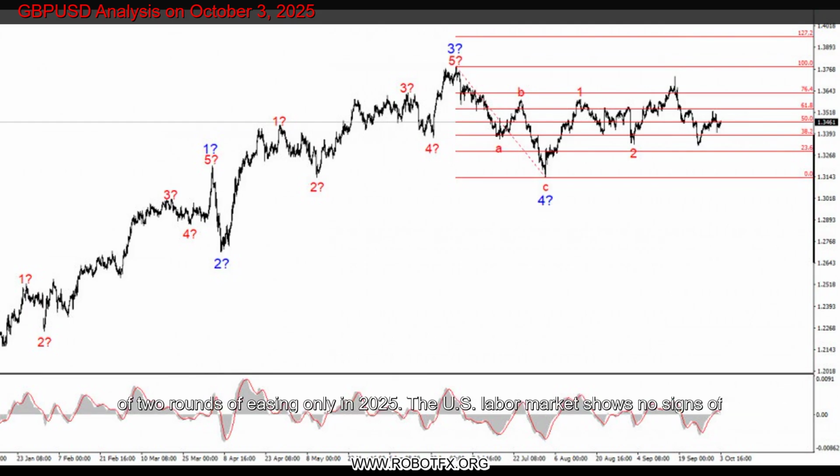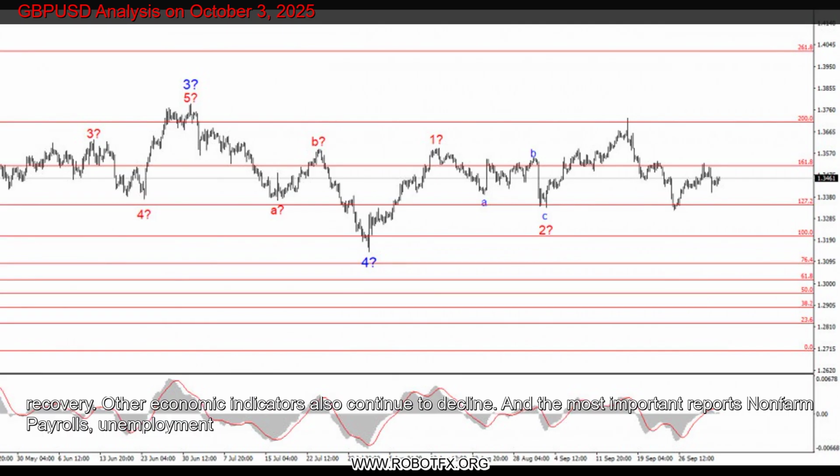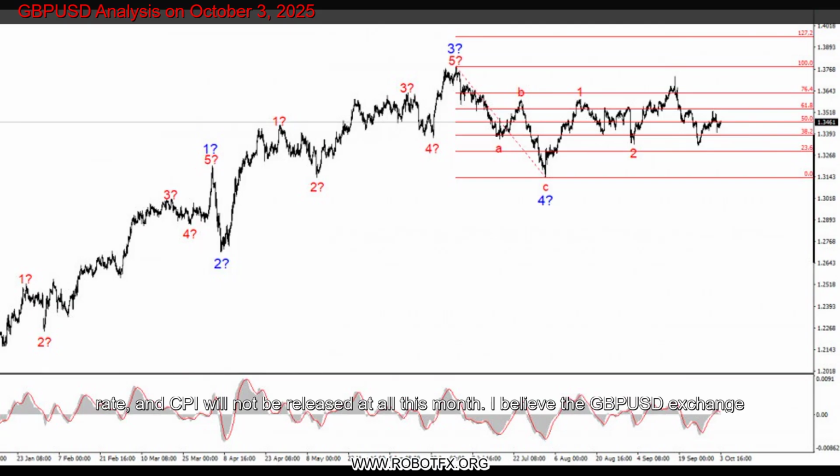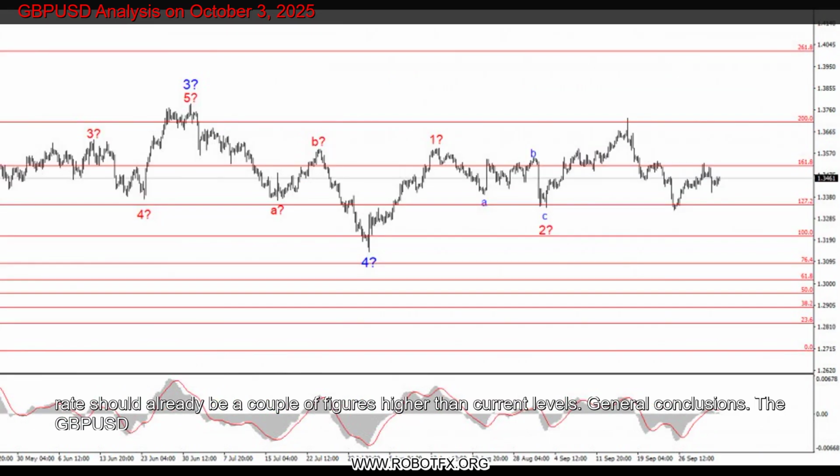General conclusions. The GBPUSD wave structure has shifted. We are still dealing with an upward, impulsive trend segment, but its internal wave structure is becoming unreadable. If wave 4 develops into a complex three-wave pattern, the structure will normalize, but even then wave 4 will be far more complex and extended than wave 2.